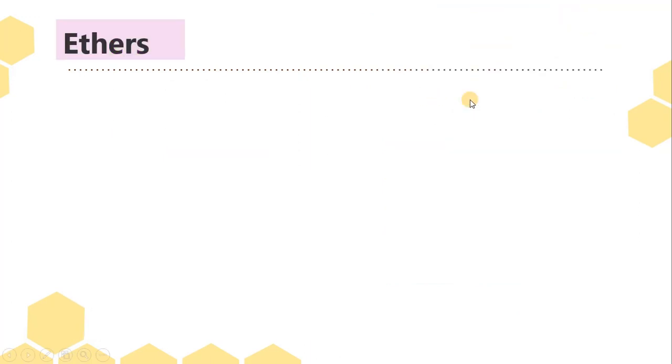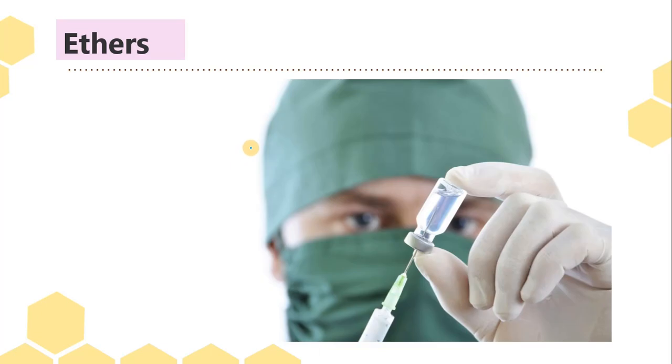Next, we're almost there: ethers. Look at this example. What comes into your mind when you look at this picture? You might think this is a vaccine. No, I looked for a picture of an anesthesiologist holding anesthesia. The anesthesia, especially in the past, was composed of ether. What are ethers?